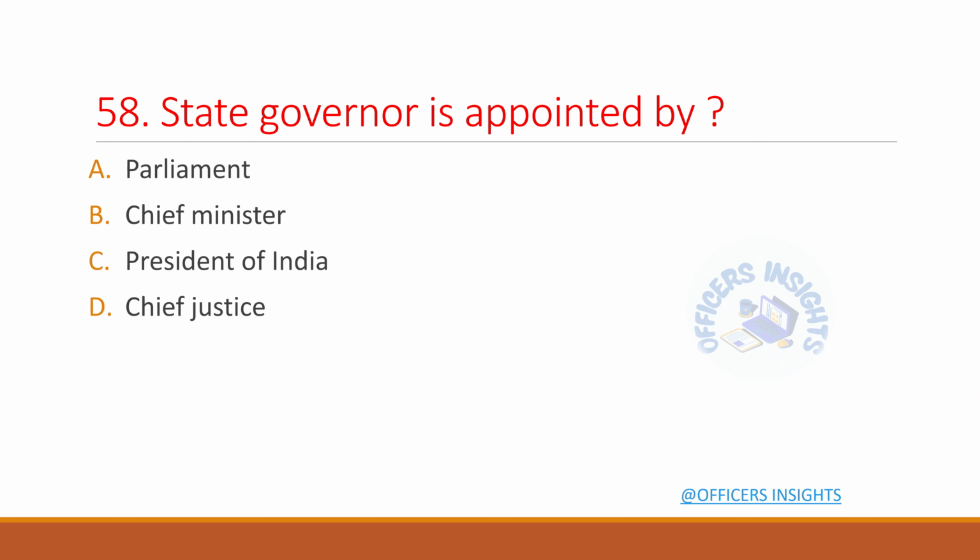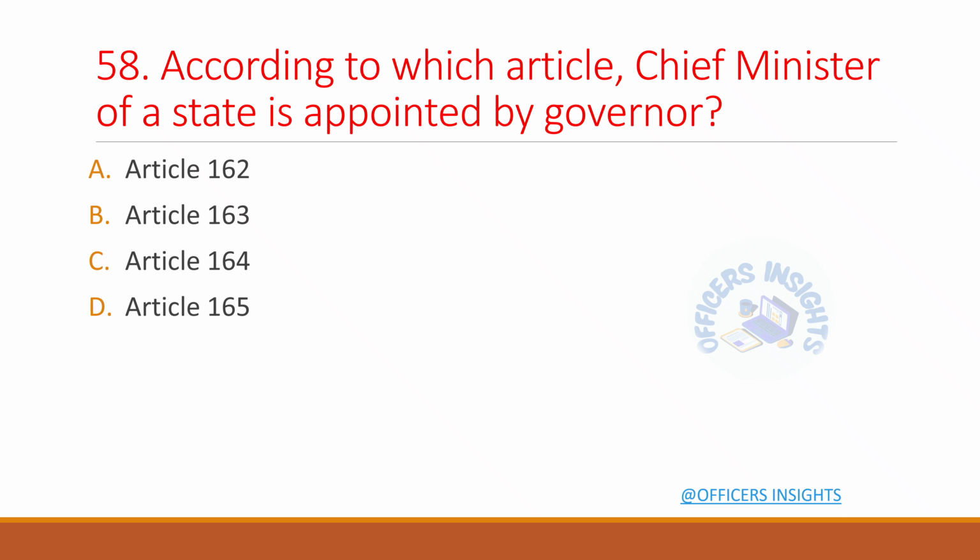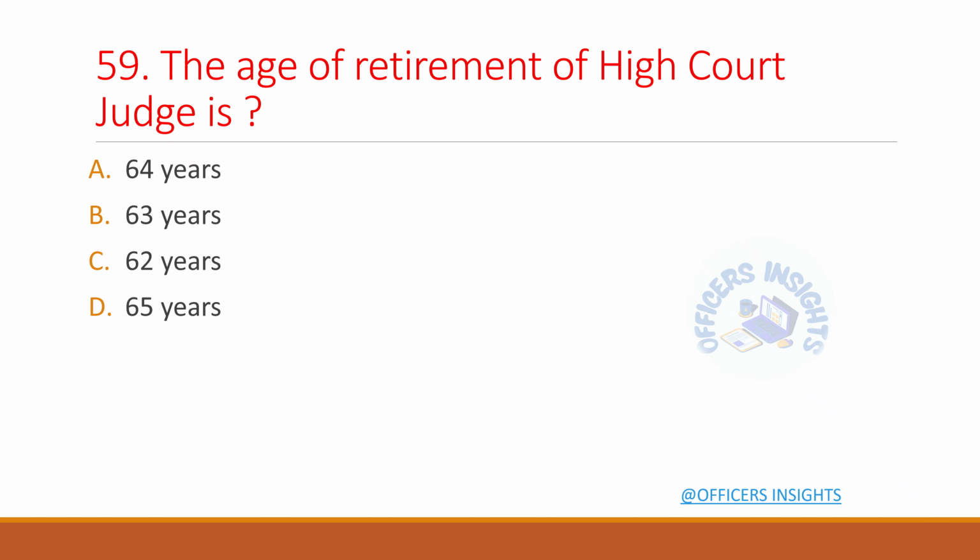State Governor is appointed by. Correct answer is option C, President of India. According to which article, Chief Minister of a state is appointed by Governor? Correct answer is option C, Article 164. The age of retirement of High Court judges. Correct answer is option C, 62 years.